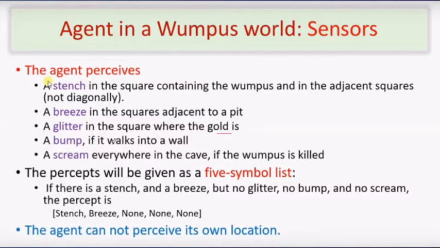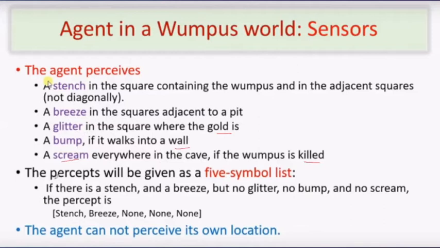Bump: if it walks into the wall, there is a bump. Bump means some sort of hit. Scream: wherever in the cave, if the Wumpus is killed by your arrow, it will scream, and that scream you can sense. So all these things the agent can sense.